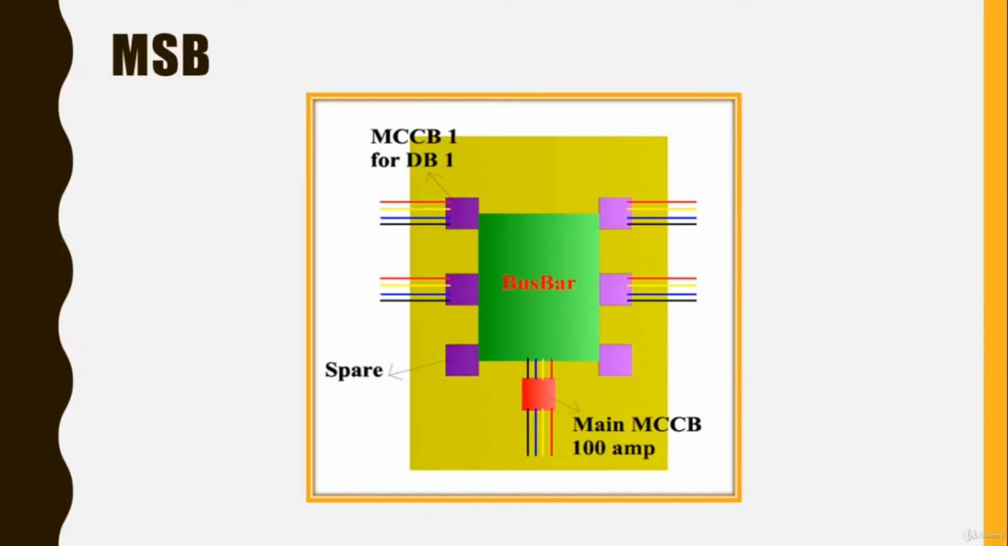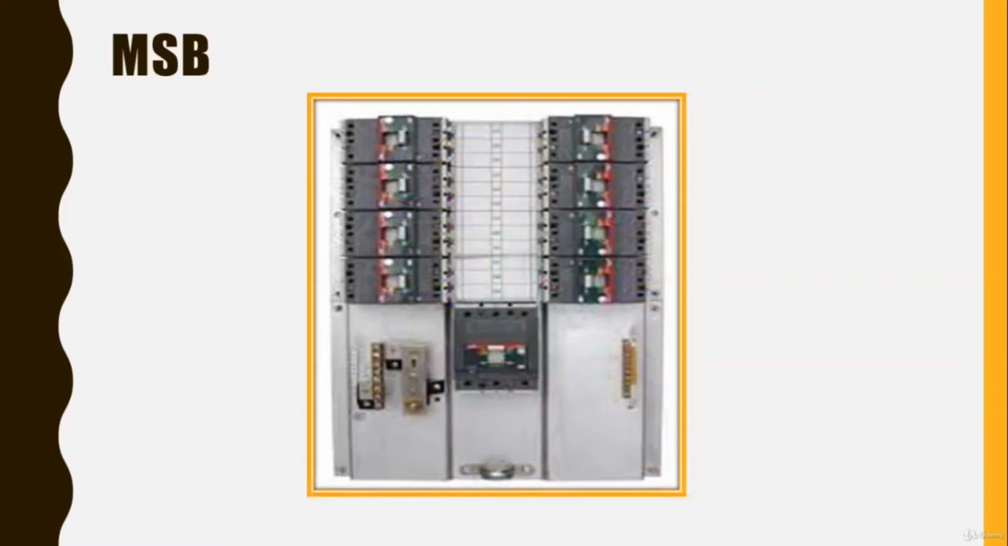Assume the main MCCB is 100 ampere, so the bus bar must be more than 100 ampere. It could be 200 ampere. This is an MSB. I know it's not clear. Anyway, here's the incomer MCCB, the bus bar, and the outgoing MCCBs.